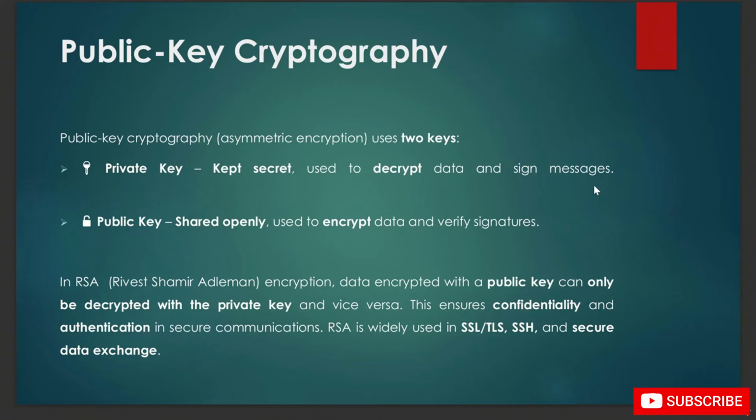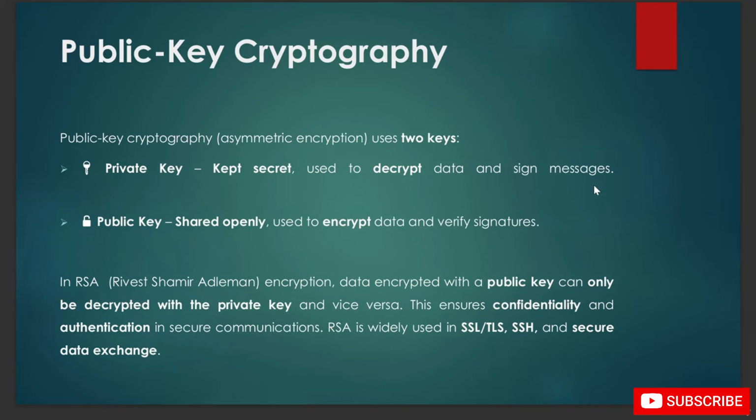Now, the private key is kept secret, used to decrypt data and sign messages. So whenever you send me that secret message, which you encrypted using my public key, which I shared with you openly, I can only decrypt that message using my own private key. So anyone that comes across that message won't be able to decrypt that message unless they have the private key. All right. This helps to maintain confidentiality and integrity of data.